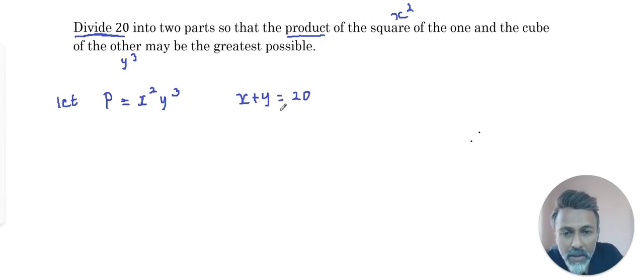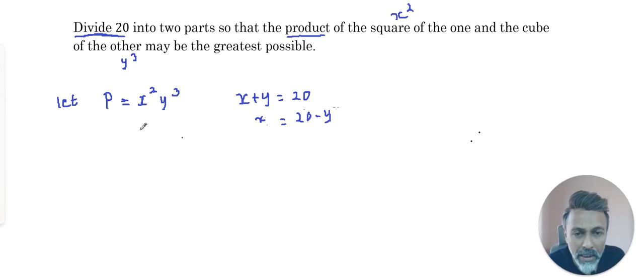Clearly y is equal to 20 minus x. We can replace this 20 minus x here, or vice versa. Every time students ask me why I am only putting y in terms of x, we can even do it this way, x in terms of y. Let's say we solve this sum that way. We can write x is equal to 20 minus y.